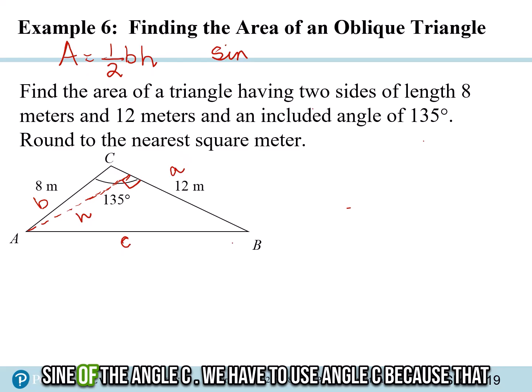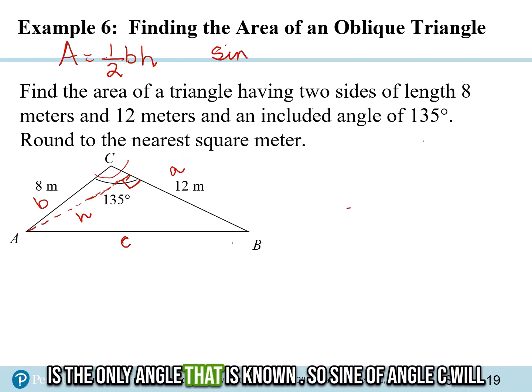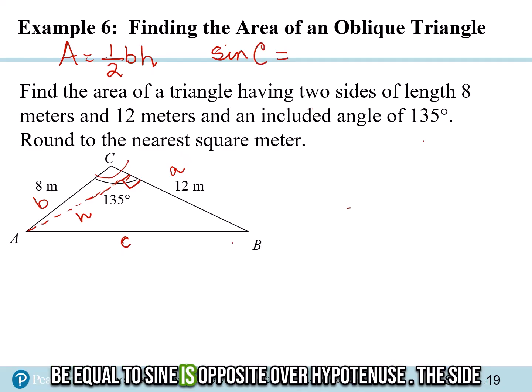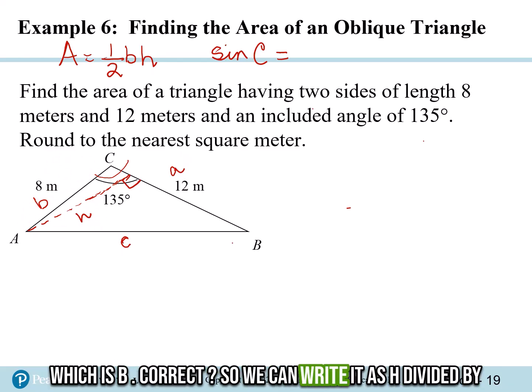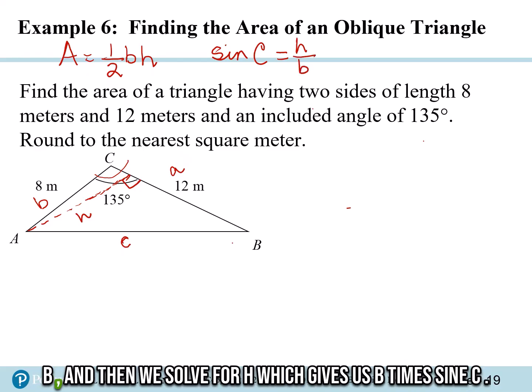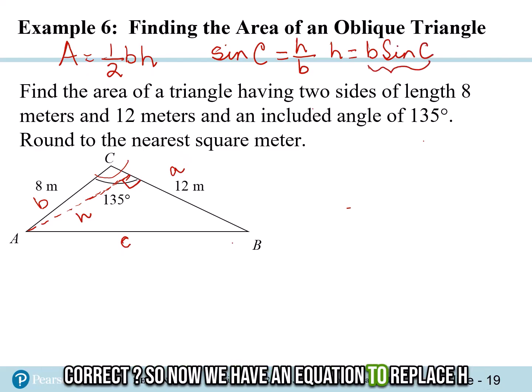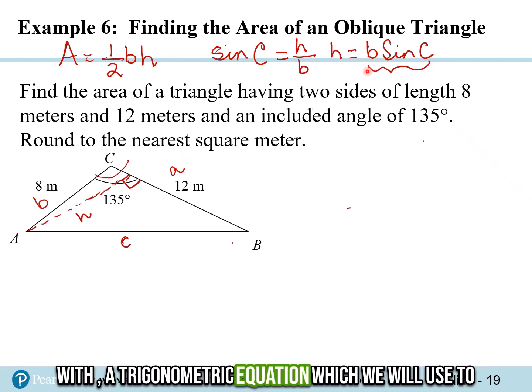So sine of the angle C, we have to use angle C because that is the only angle that is known. So sine of angle C will be equal to, sine is opposite over hypotenuse. The side opposite to angle C is h, and the hypotenuse is b, correct? So we can write it as h divided by b, and then we solve for h, which gives us b times sine C, correct? So now we have a trigonometric equation to replace h with, which we will use to find the area.